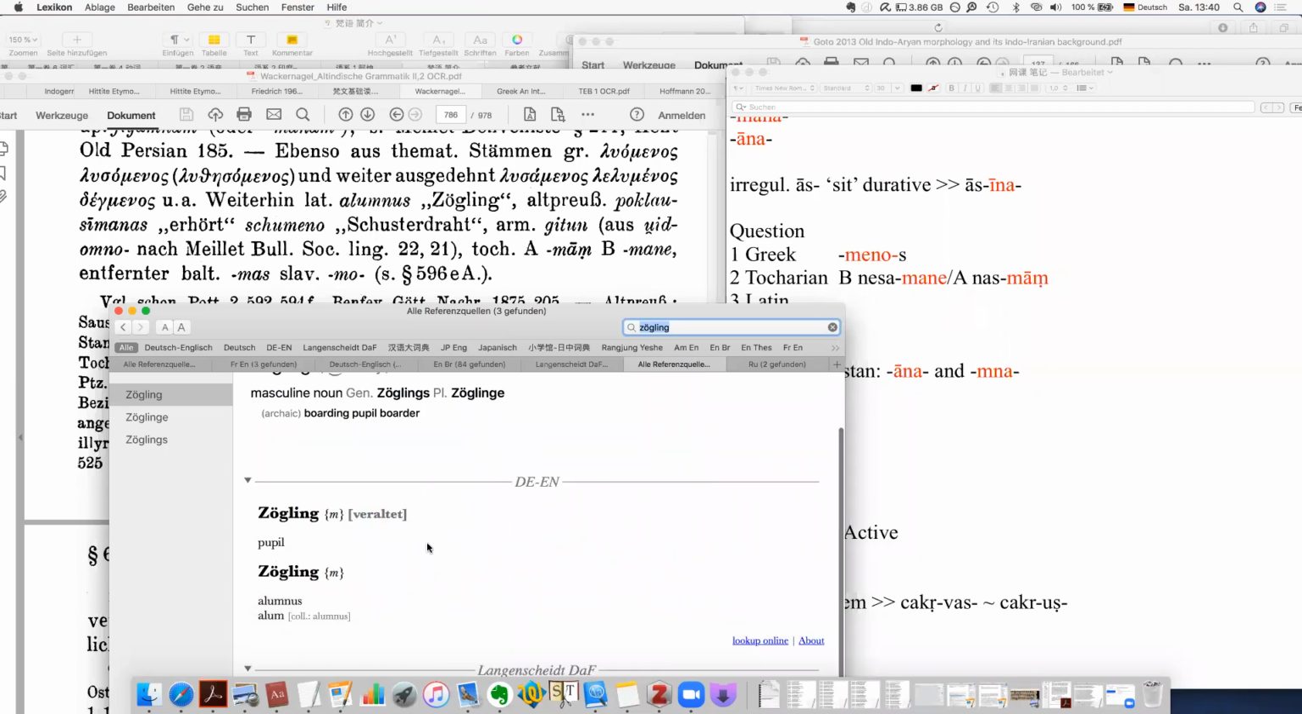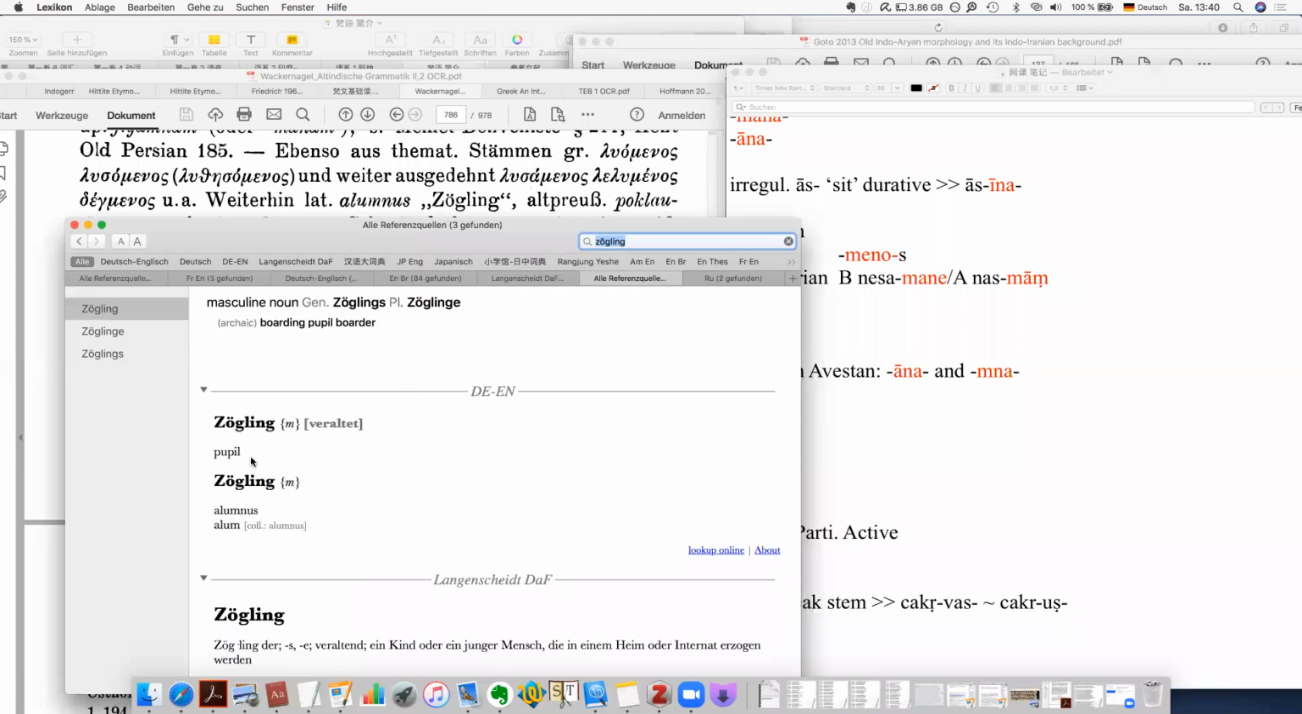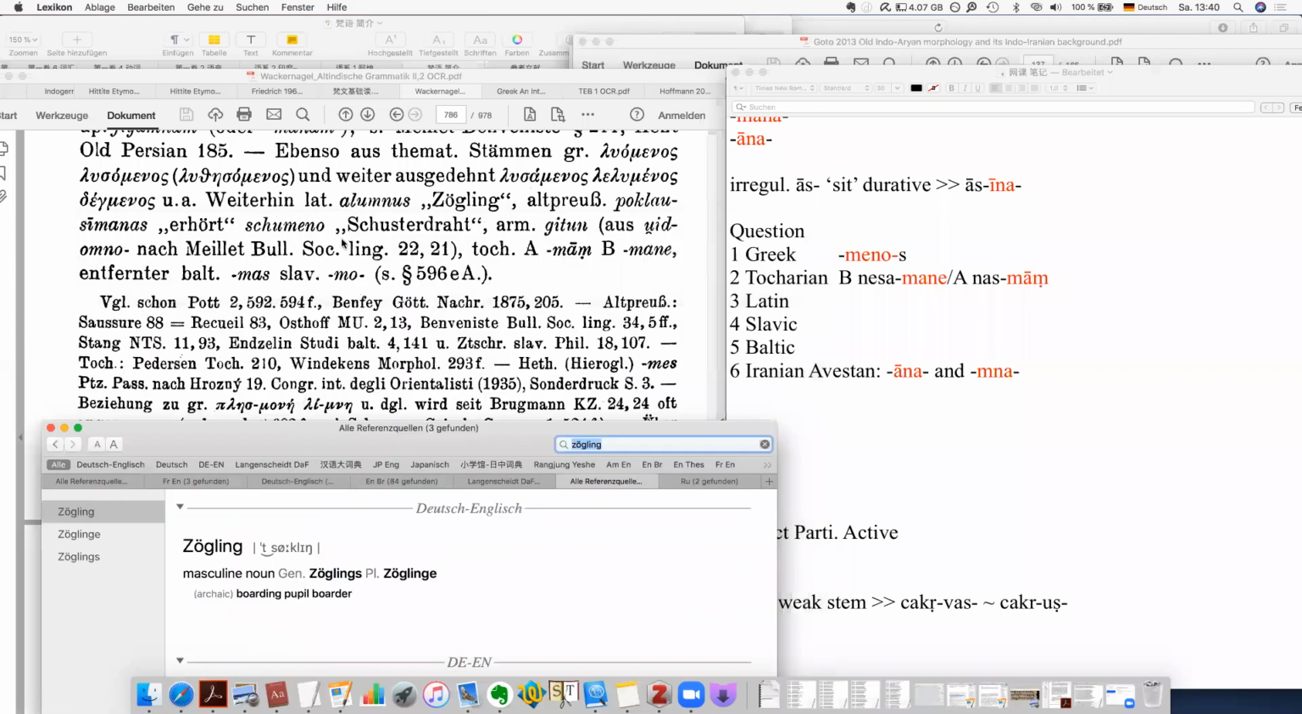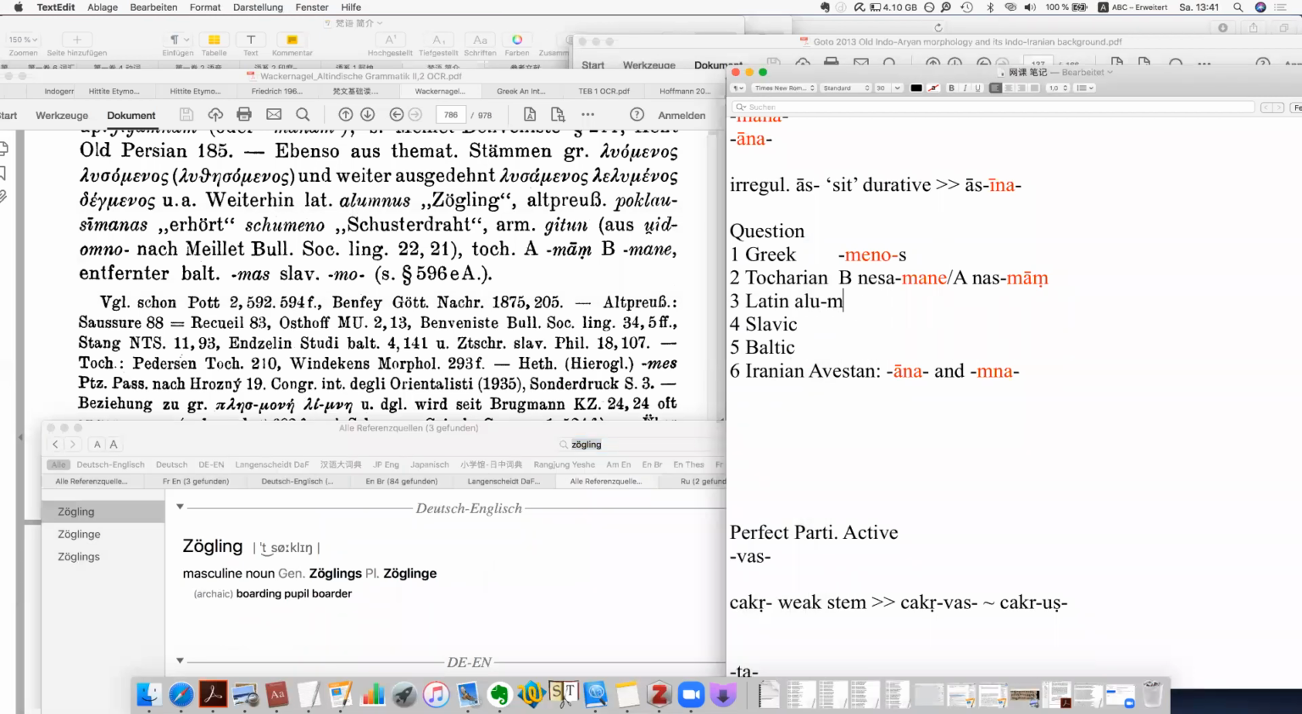Border, pupil. Yeah, it means pupil. 车领, a Kind or ein junger Mann, die in einem Heim oder Internat erzogen werden. So it means that someone, especially a child, who was brought up, erzogen, who was brought up in a house. So this means 车领, right? So Latin alumnus, yeah. So let's take this example, alumnus, right?